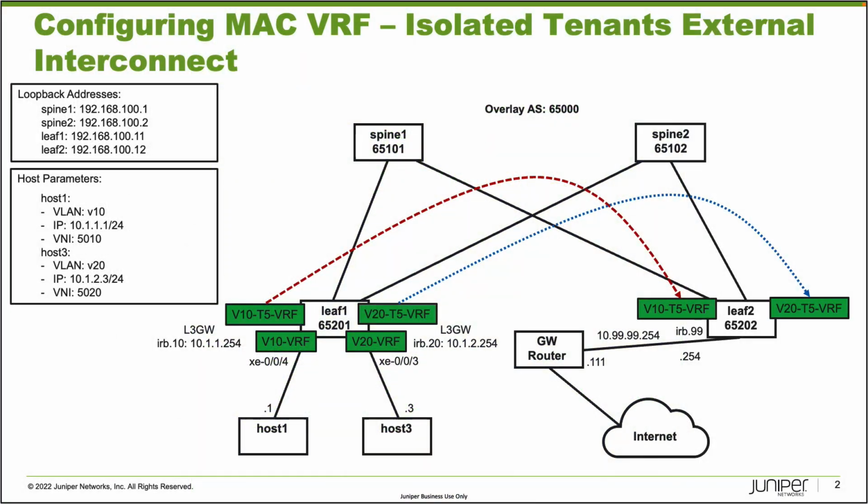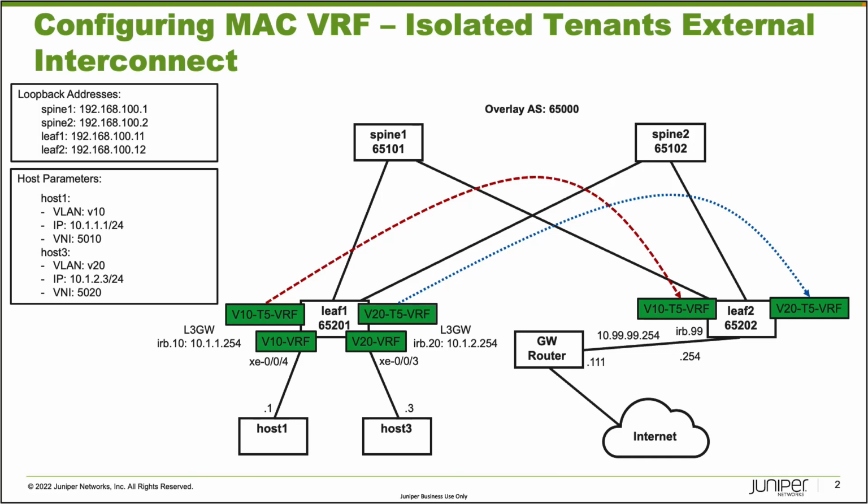All right, so here is our topology. We have 4 switches: spine 1, spine 2, leaf 1, and leaf 2. And then we have a few other devices. We have the gateway router that leaf 2 is connected to, and then we have host 1 and host 3 that are connected into leaf 1.